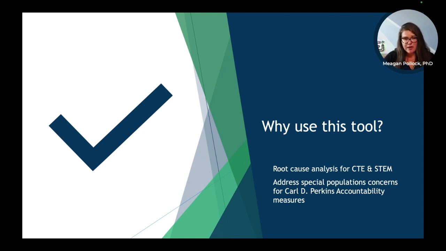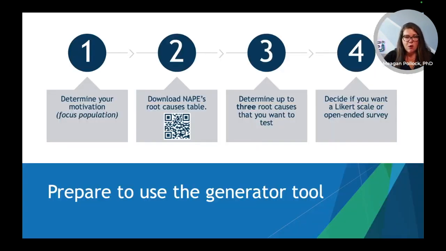Perkins accountability measures. Now, I want to help you prepare to use the generator tool. Over the next couple of minutes, I'm going to introduce how you're going to figure out your motivation and why you need this for the form. The next key thing you need to do to use the generator tool is to download NAPE's root causes table. I'll tell you a little bit about that.